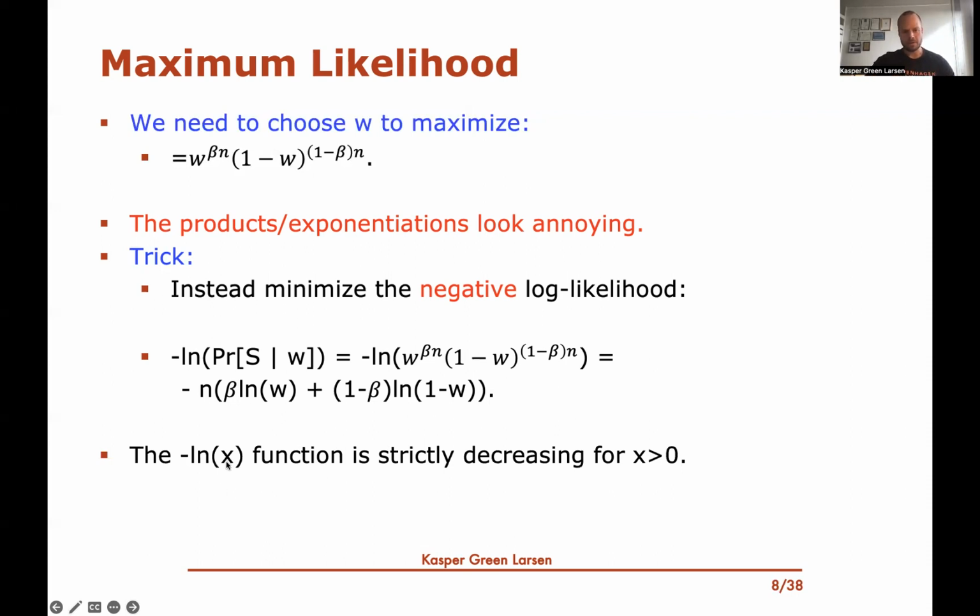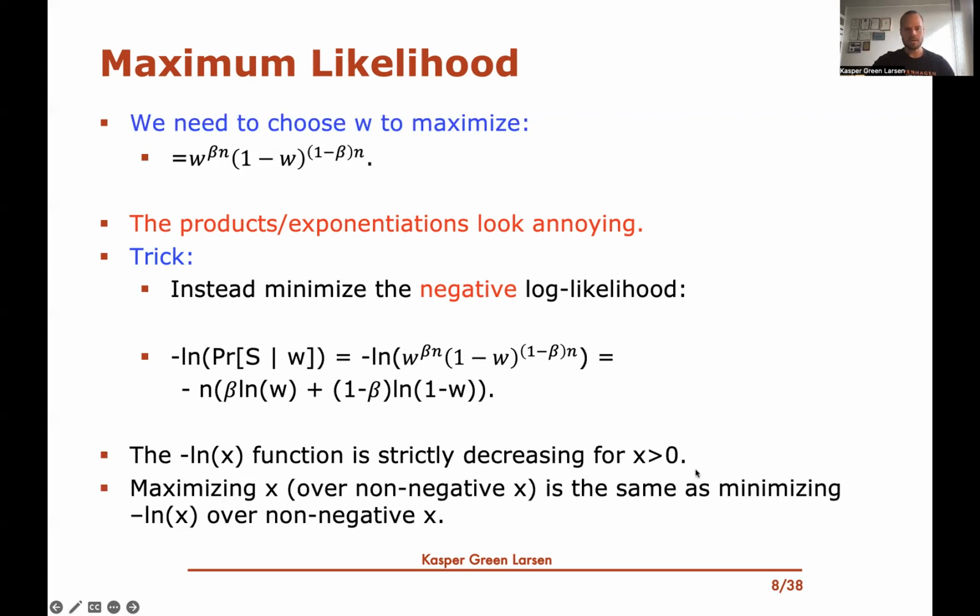Now, the log function is strictly increasing for non-negative x. So minus log is strictly decreasing for non-negative x, which really means that if I want to maximize the original expression, then maximizing over x is the same as minimizing this negative log likelihood, right? Because the negative log function is strictly decreasing. Okay, so if I want to maximize x, it's the same as minimizing the negative log of x, at least for non-negative x. And so this is what we'll try to be using: instead of maximizing this expression here at the top, we can just minimize this expression down here where we took the negative log.